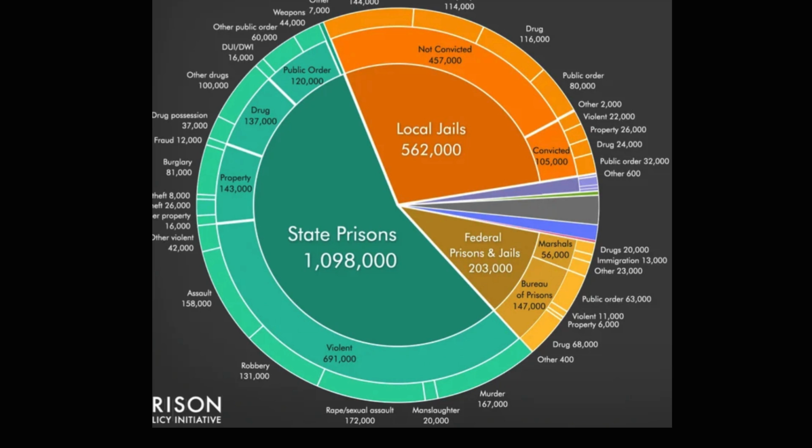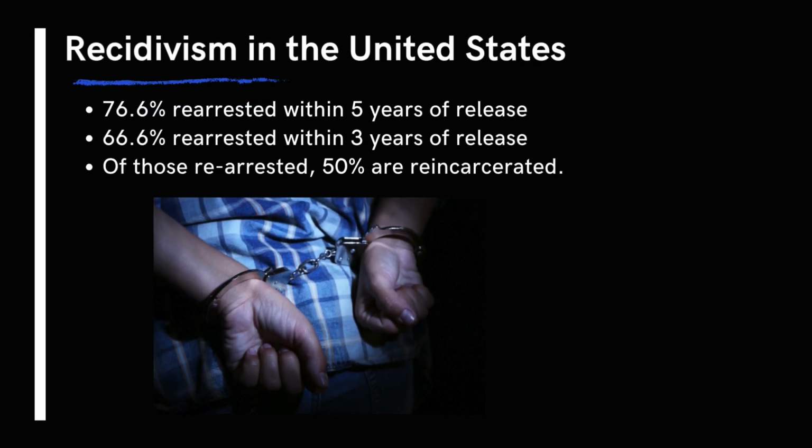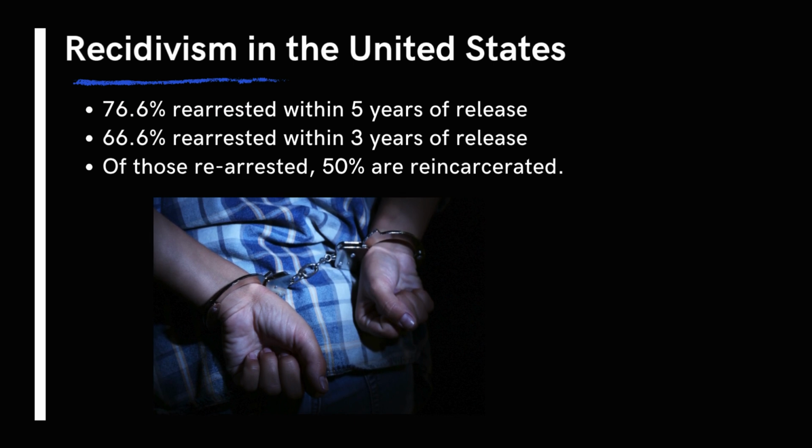Despite this huge number of incarcerated individuals, we also have one of the highest rates of recidivism in the world. 76.6% of prisoners are rearrested within 5 years of being released from a correctional facility. To get even more in the weeds with this number, within 3 years of release, 2 out of 3 former prisoners are rearrested, and more than 50% of those are incarcerated again. We also know from previous modules that the correctional system is housing more and more individuals needing mental health treatment.